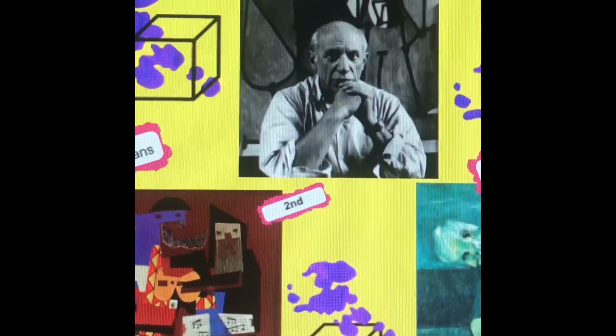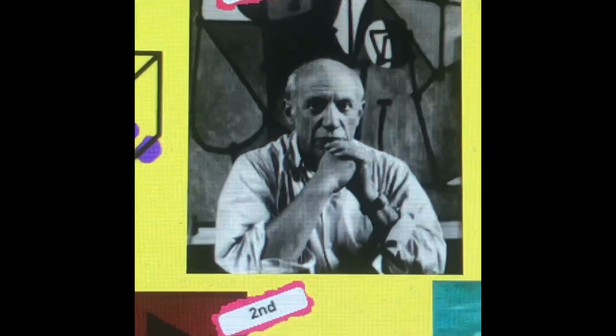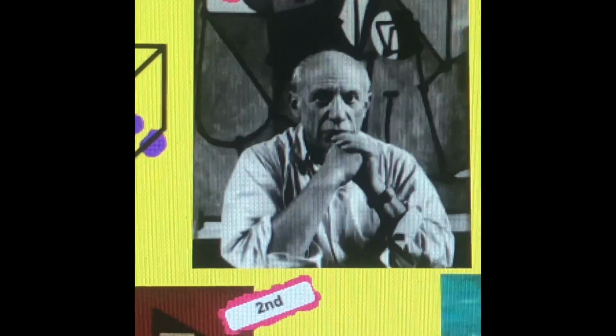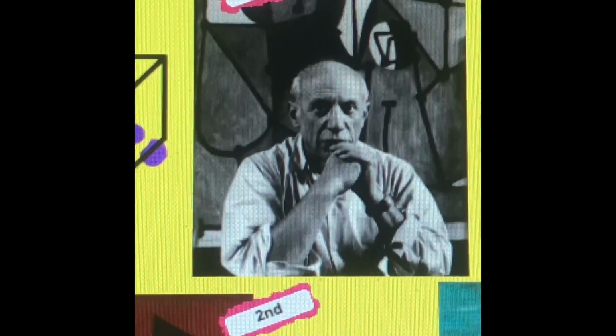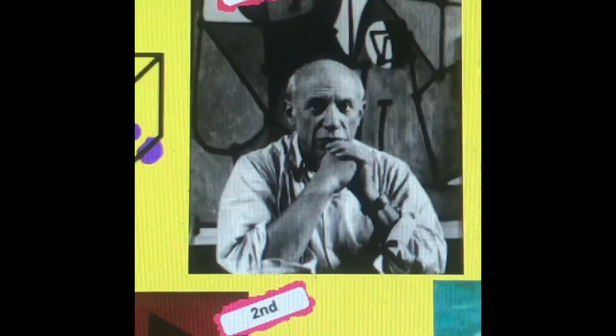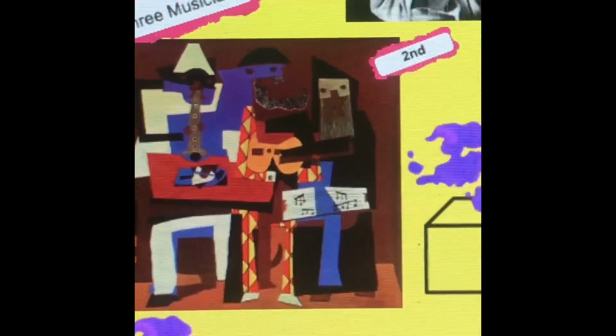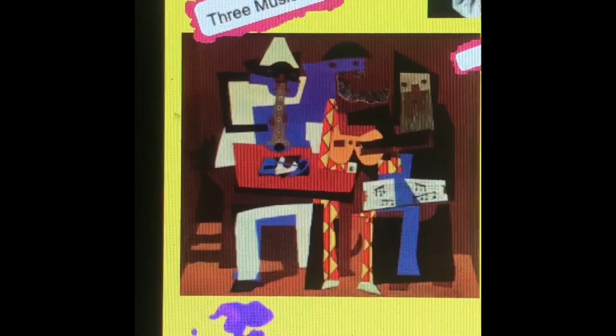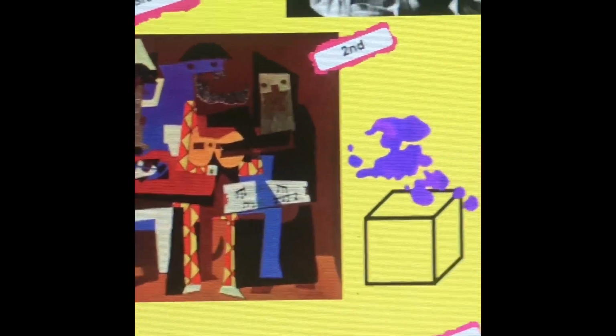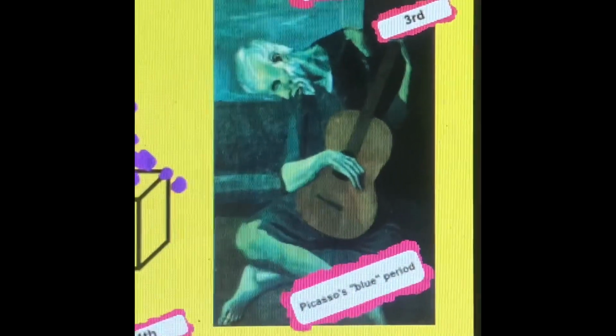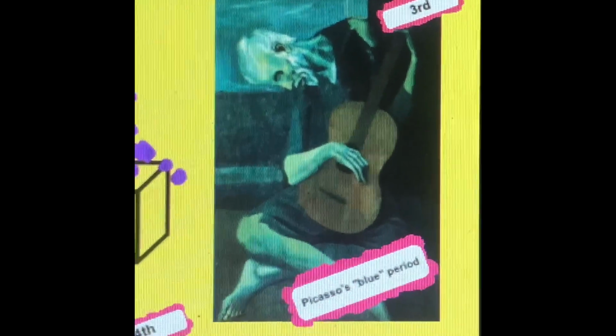That is the first link that you're going to click on, and that is going to be the video that you're listening to right now. The second link will be marked second. That's the picture of the 3 musicians. The third link will be this one here. This is the painting called The Old Guitarist.